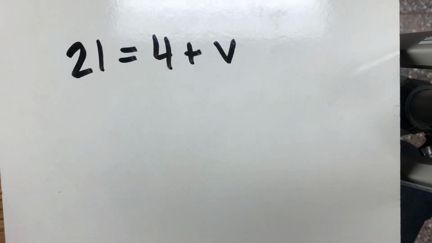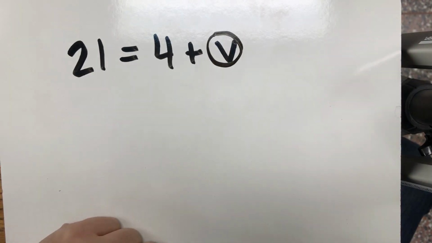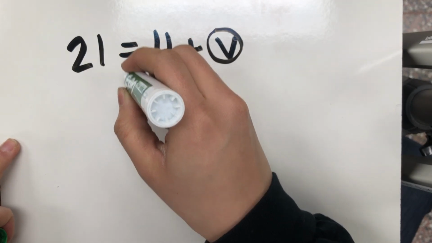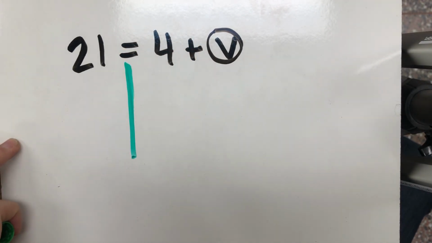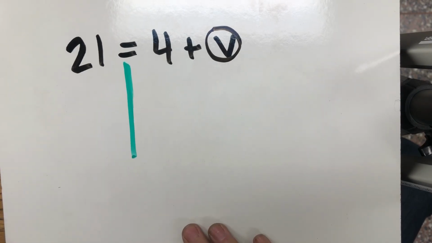21 equals 4 plus v. So I'm solving for my variable. Here my variable is v. So I'm just going to go ahead and circle that. I am solving for v. I want to know what the quantity of v is. And when you have this equation, again, think of our scale. You have two sides of our scale. So I'm going to draw a line down my equal sign. These are the two sides of my equation that I need to keep balanced.